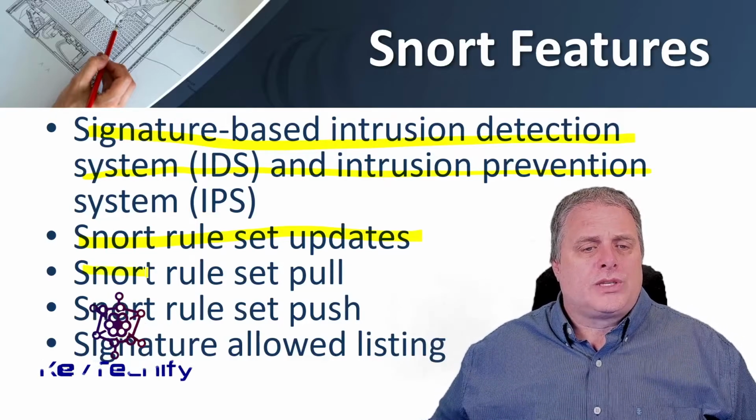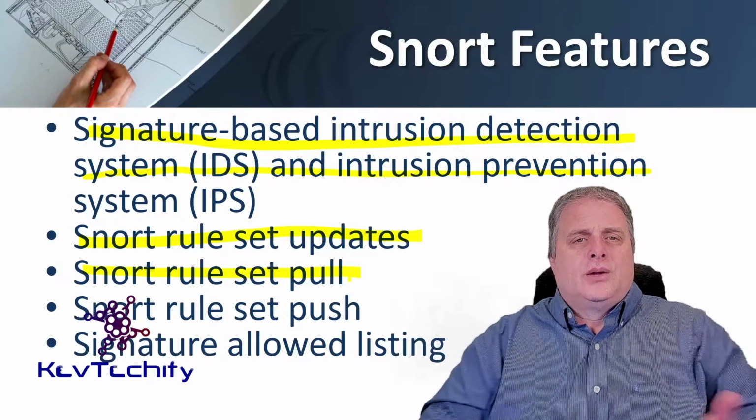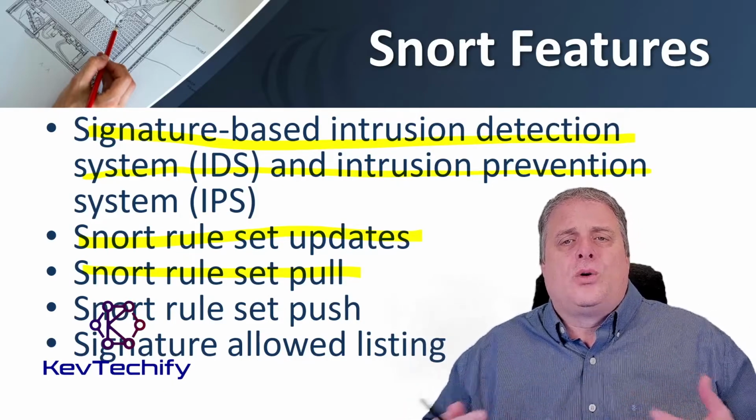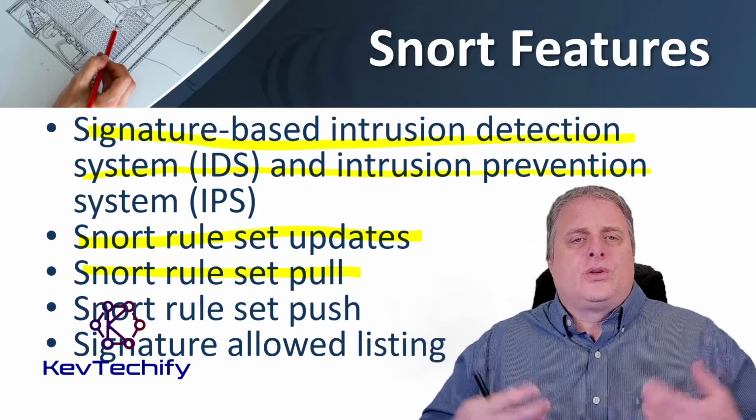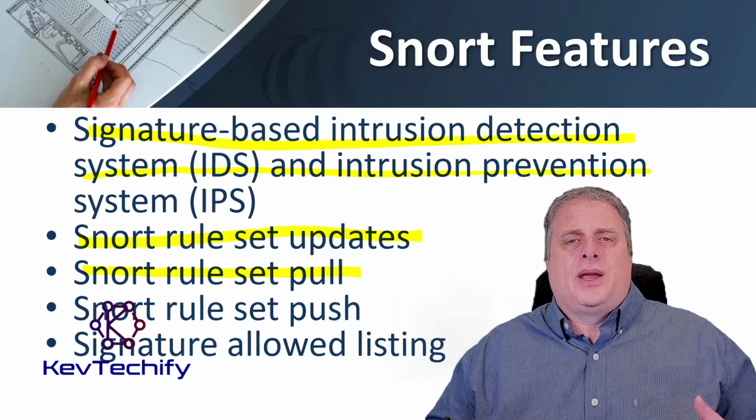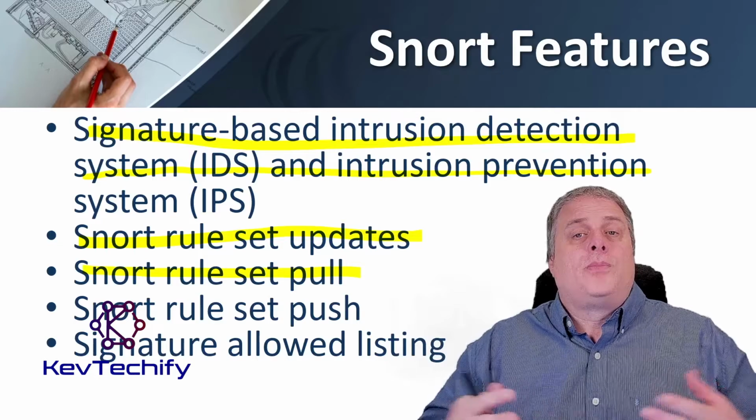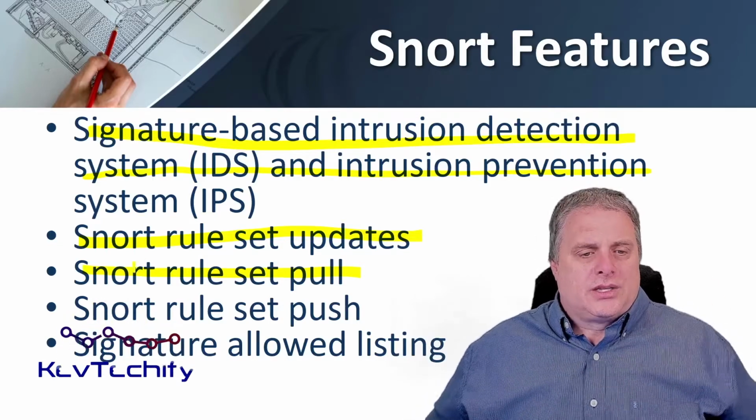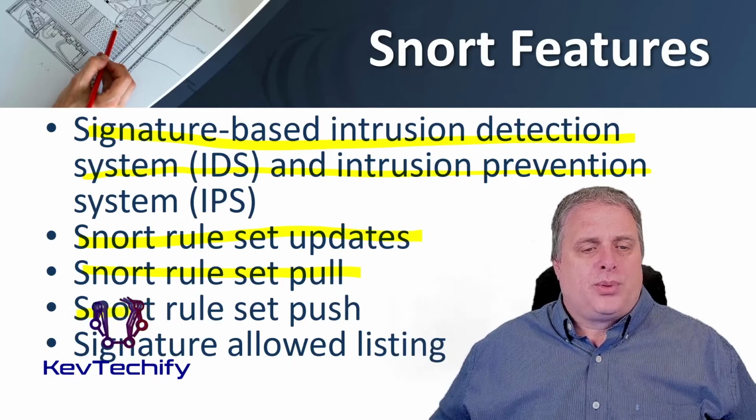The Snort rule set pull. The router will be able to download rule sets directly from cisco.com or snort.org to a local server using one-time commands or periodic automated updates.